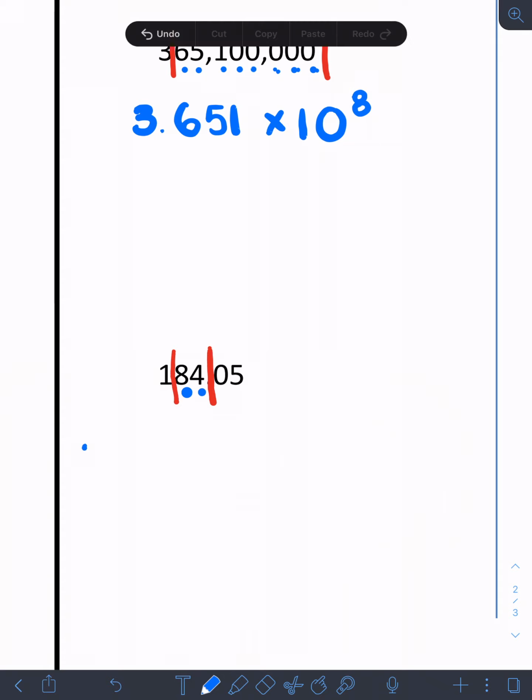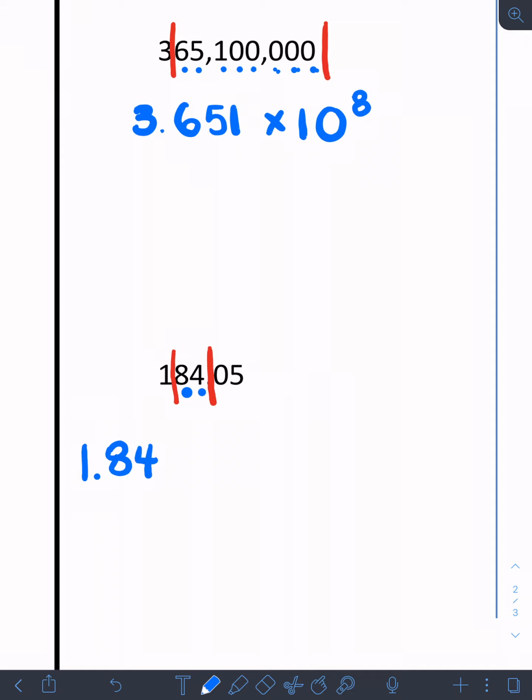So now we have 1.8405, and then we have to say times 10, and then we had 2 digits in between, so our exponent is 2.